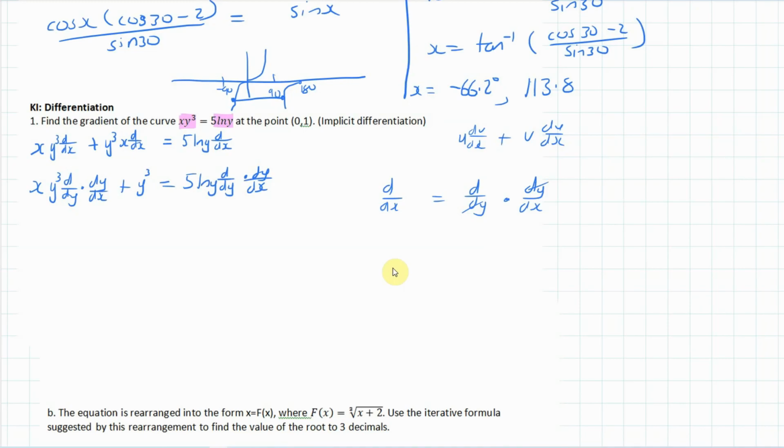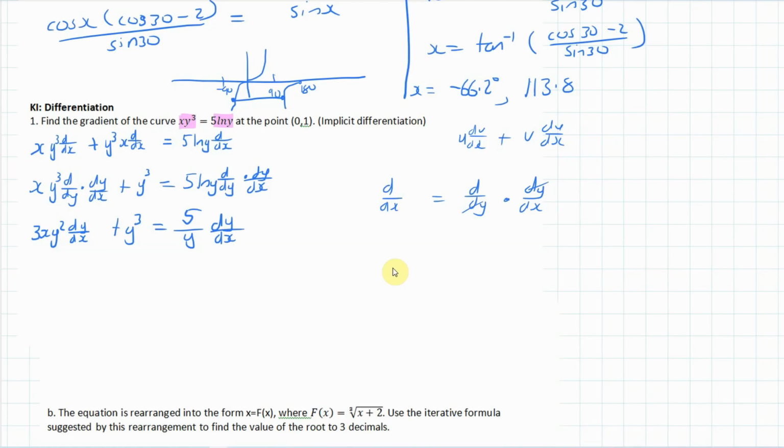So the next line, I'm going to differentiate that y. Y cubed becomes 3y squared. So I can rewrite this whole thing as 3xy squared times dy dx. So I've just got rid of this guy by differentiating with respect to y. And then plus y cubed equals, now I'm going to differentiate 5 ln y with respect to y. And that's, what is that, 5 over y, isn't it? So 5 over y, and that gets rid of my d dy. And then I've just got dy dx.